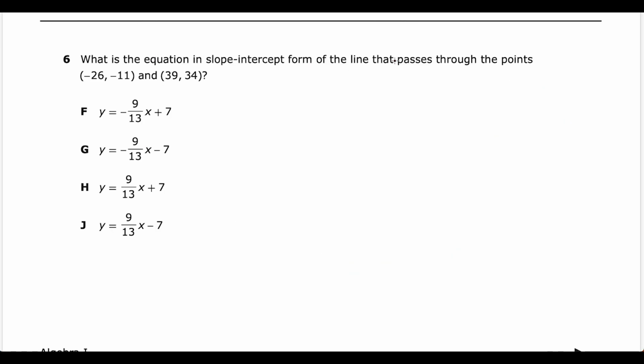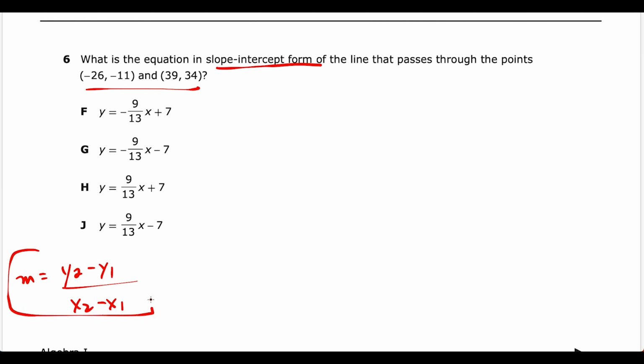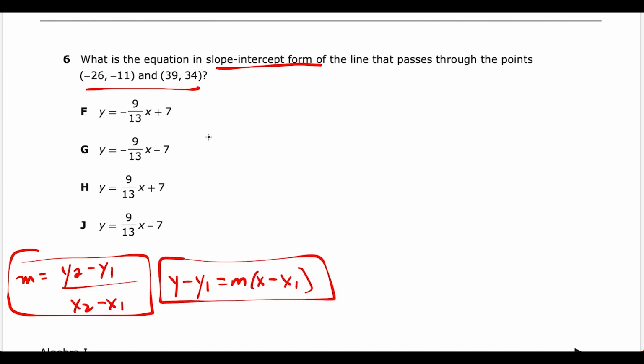So question 6, we want to know the equation in slope-intercept form that passes through these 2 points. What we need is the formula for slope, which is y2 minus y1 over x2 minus x1. We also need the formula for the equation of a line, which is y minus y1 equals m times x minus x1. We could also use mx plus b, but I prefer to use this formula. First we're going to find our slope m, by labeling this point as x1, y1, and the second point as x2, y2.